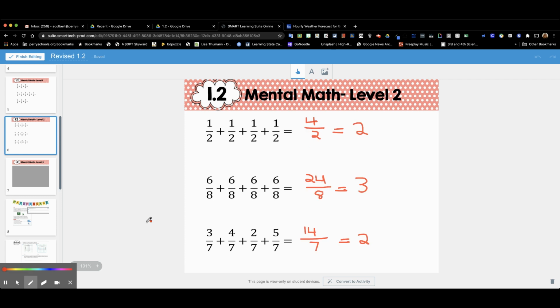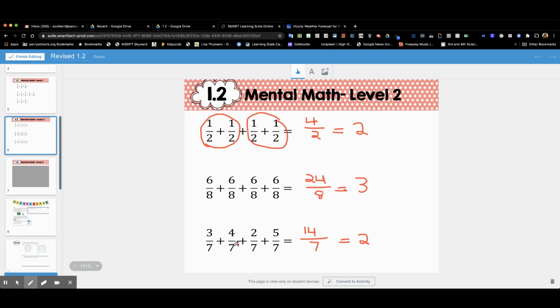Okay. So in the first one, we see that we have 4 halves that are added together. So that tells me that my answer is 4 halves or 2. You would have 2 wholes because we know that 1/2 plus 1/2 is 1. 1/2 plus 1/2 is 1. So you see you have 2 wholes there. Here we have 4 6/8. So I know that 6 plus 6 is 12, then 18, then 24 over 8. And I know that 24 divided by 8 equals 3.